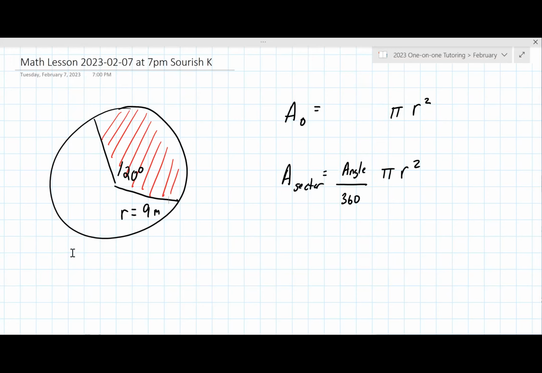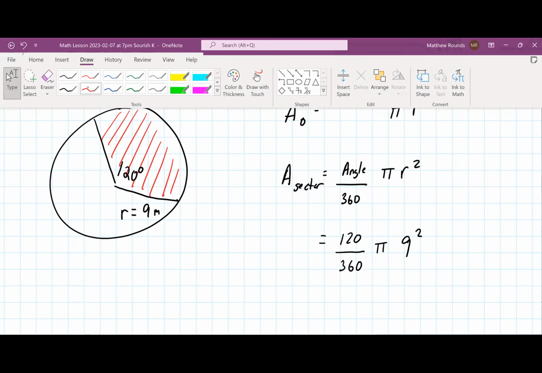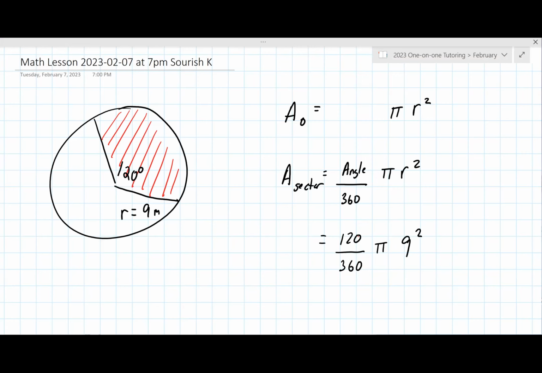The angle measure is 120. Yes, 120 out of 360. What is the radius? It's 9, squared. 9 squared. Okay, all right. Now what is 120 divided by 360? So 120 divided by 360. Yes. Okay.